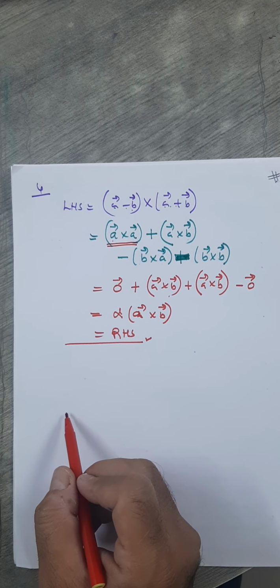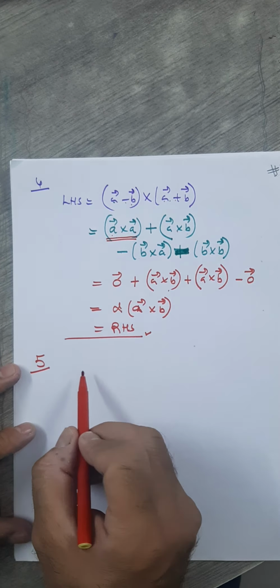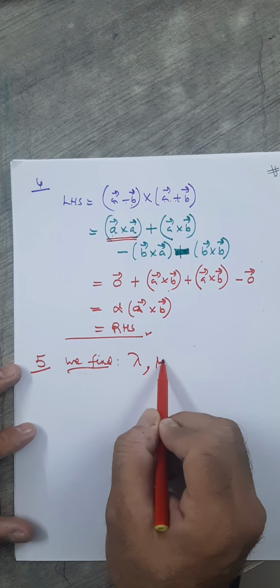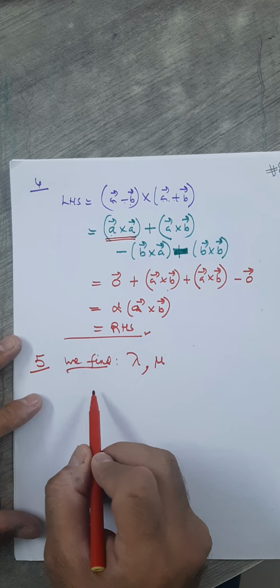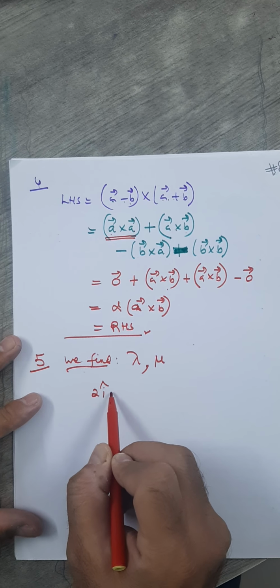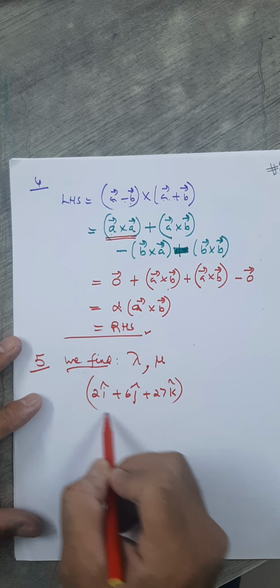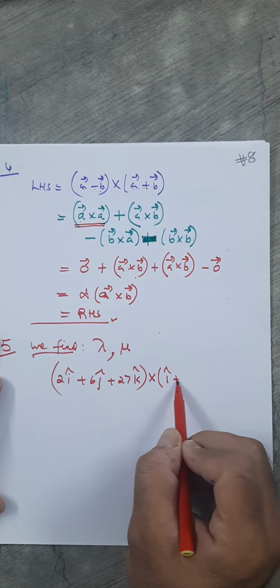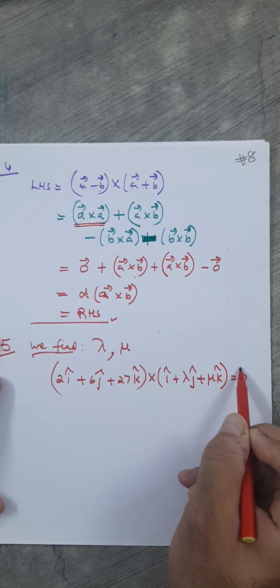Okay. Fifth question, you want to get those two unknowns. Which two unknowns? One is lambda, a scalar lambda, and the other one is mu. You want this if the cross product is the null vector. So here you want to do the cross product of 2i cap plus 6j cap plus 27k cap, cross the other vector, i cap plus lambda j cap plus mu k cap, equals the null vector.